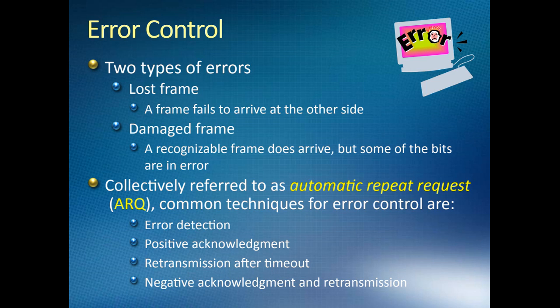Error control. We have two types of error control. Lost frame: the frame is lost. Or damaged frame: the frame arrived, but it has noise. It's damaged, okay? And we have a technique called ARQ to handle these cases. And what does ARQ do? It will do error detection. It will do positive acknowledgement if everything is okay: I have received it. It will do retransmission after timeout. It will do negative acknowledgement and retransmission. Okay, this is all done through the ARQ technique.